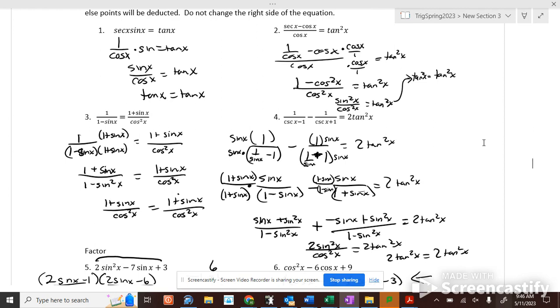Okay, here we go. Number one, I don't think anybody should have had any issues with it, because secant is 1 over cosine times sine, which is sine over cosine, which is tangent. We're good there, right? Yeah.